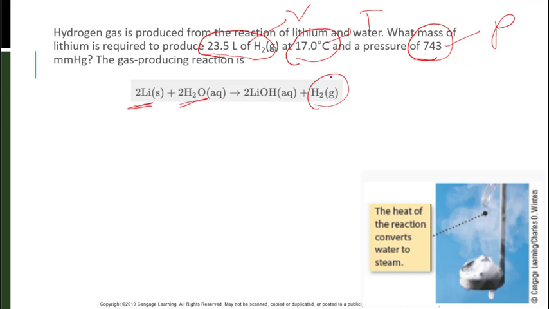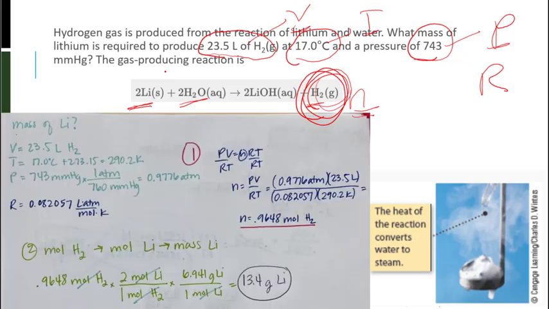Well, we're going to need to use some stoichiometry because, remember, the ideal gas law only works for gases. So if I know volume, temperature, pressure, and R for hydrogen, I can get moles of hydrogen. I can find out n for hydrogen. And if I know moles of hydrogen, I can obviously get to moles of lithium. And if I know moles of lithium, I can get to grams of lithium. So let's do our ideal gas law first to solve for hydrogen.